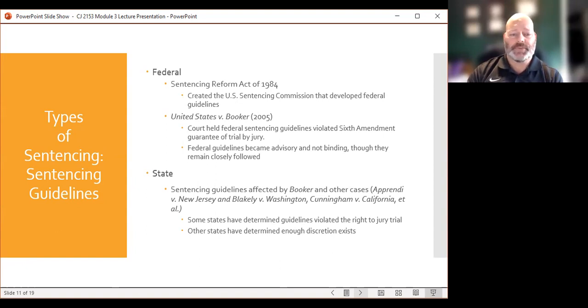At the state level, sentencing guidelines were affected by Booker and other cases like Apprendi versus New Jersey and Blakely versus Washington, Cunningham versus California, and others. So throughout these judicial reviews, some states have determined that the guidelines violated the right to jury trial, while others have said that enough discretion exists within the guidelines for judges.